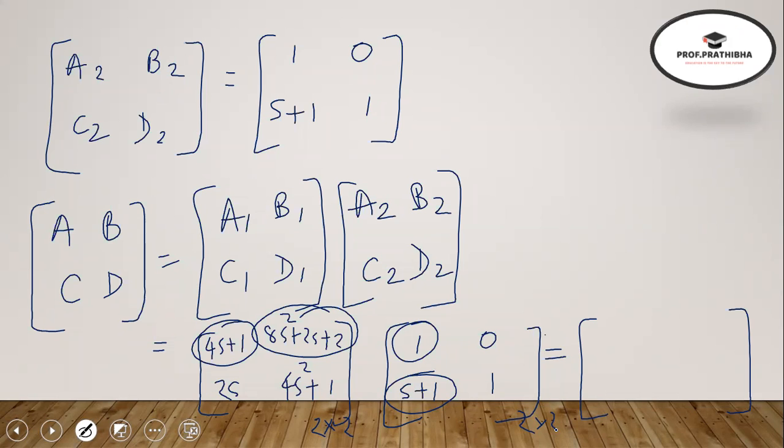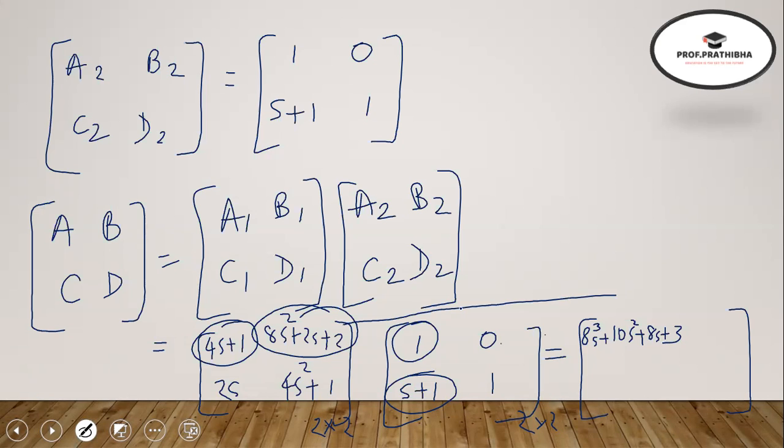So it's going to be 4s plus 1 into 1 plus 8s square plus 2s plus 2 into s plus 1. So you should get 8s cube plus 10s square plus 8s plus 3. You can check this answer. And this one is going to be this into 0 plus this will remain 8s square.